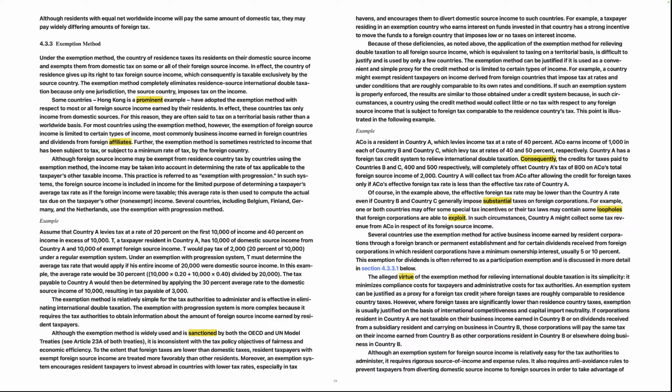An exemption system can be justified as a proxy for a foreign tax credit where foreign taxes are roughly comparable to resident country taxes. However, where foreign taxes are significantly lower than residence country taxes, exemption is usually justified on the basis of international competitiveness and capital import neutrality.